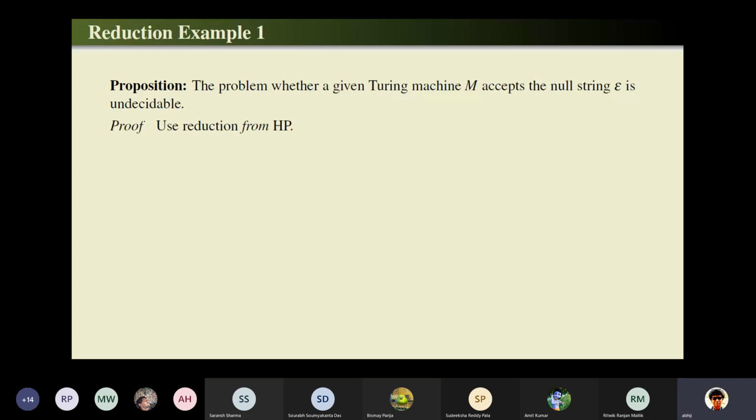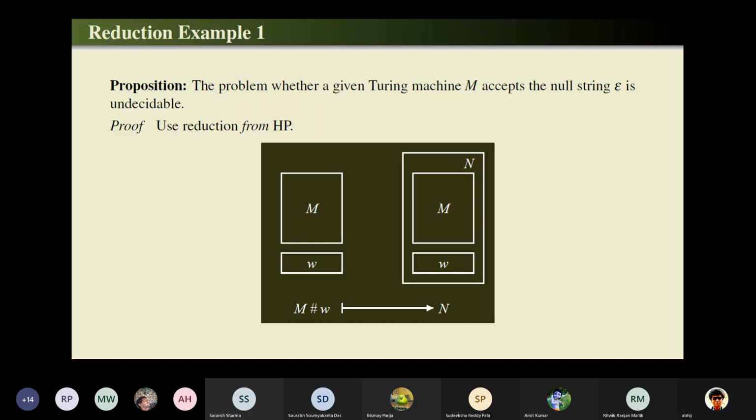So for the undecidability proof, I will use reduction from HP. And for semi-decidability proofs, which I will cover a little later in the next class on Monday, I will use reduction from the complement of HP. Anyway.